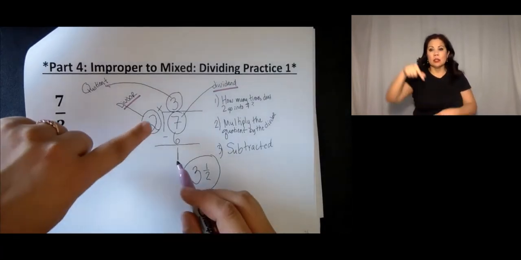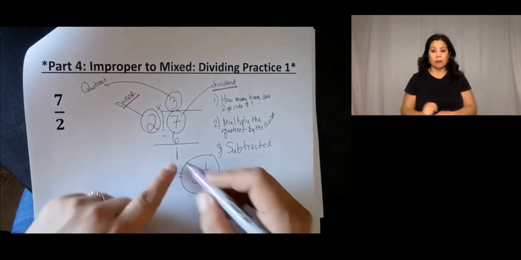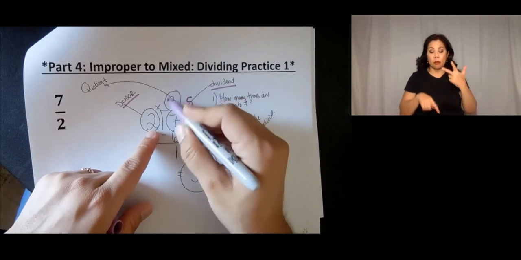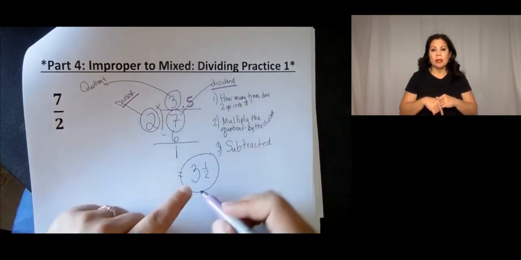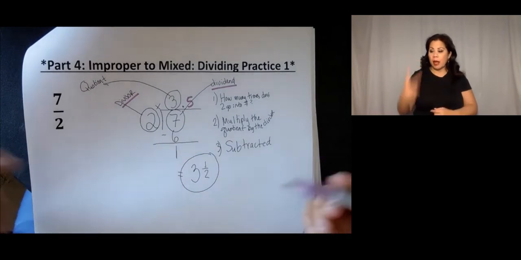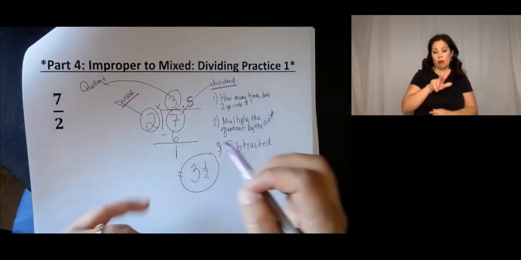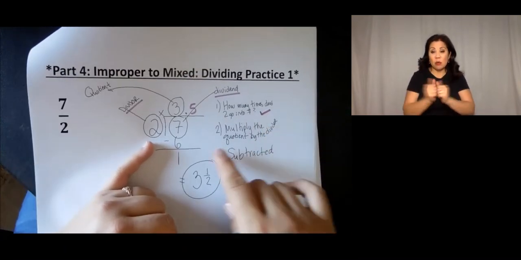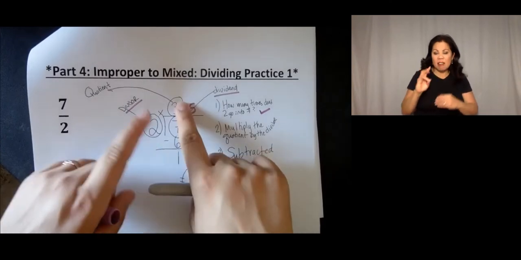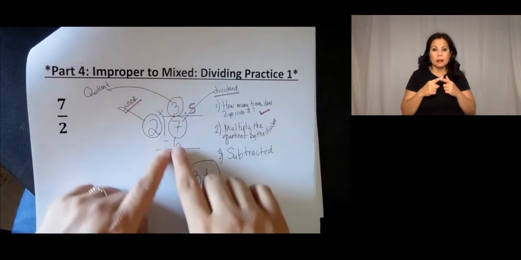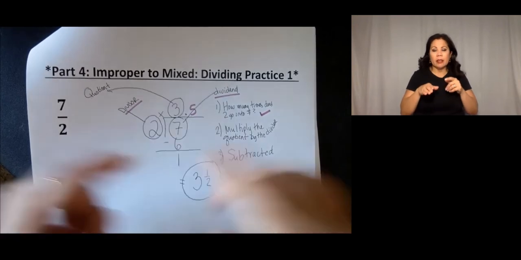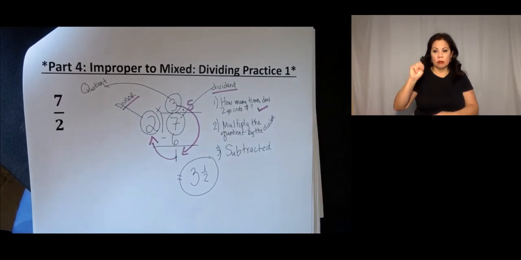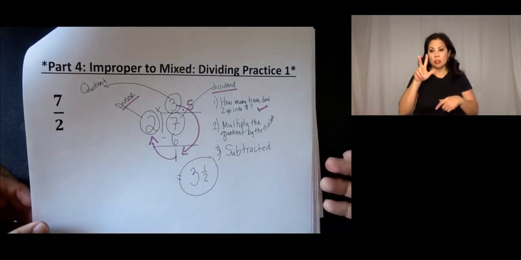And we can find parts of our answer, because this will be 3 1/2. If I were to keep going, it would actually be 3.5. This will be my full answer, 3.5 as a decimal. But as a fraction, it would be 3 1/2. Right here is just pointing out some vocabulary. You ask yourself, how many times does 2 go into 7? That's what this part is saying. And then you multiply the quotient by the divisor, and then you put it there, and then you subtract. And then here's your answer, 3 1/2, okay? So again, this was just another visual to help you out.